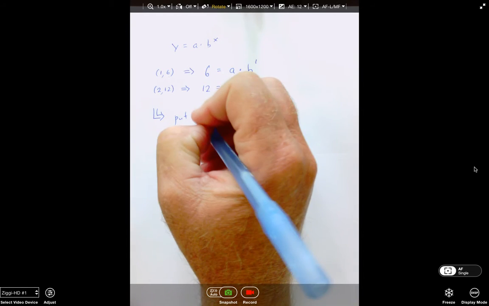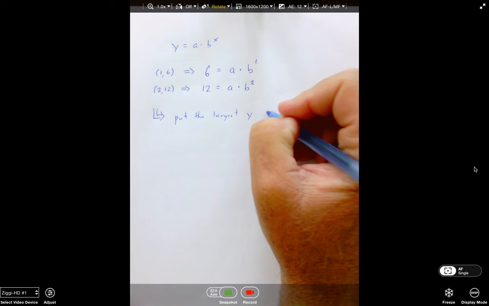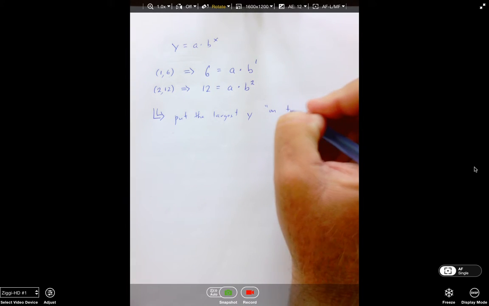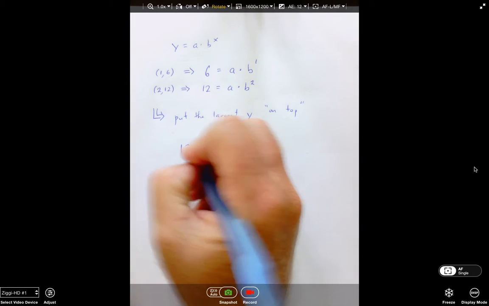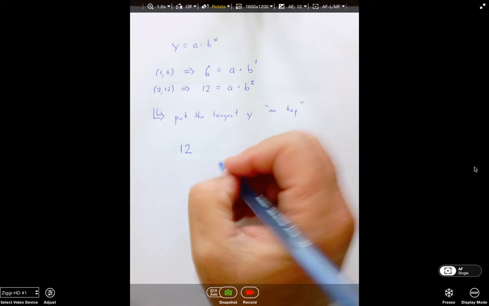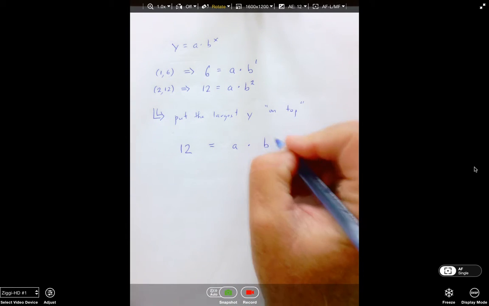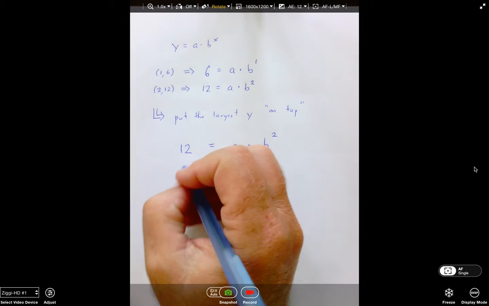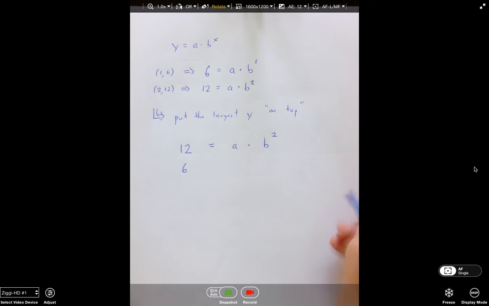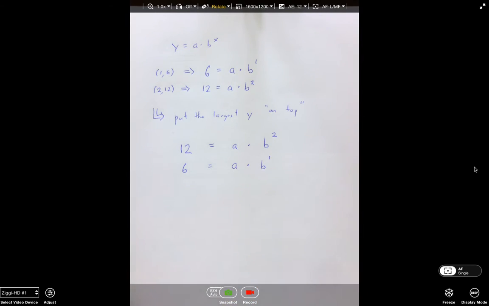Put the largest y on top. So I want 12 equals a times b raised to the 2nd power. I want the 6, which is the smallest, equals a times b raised to the 1st power.